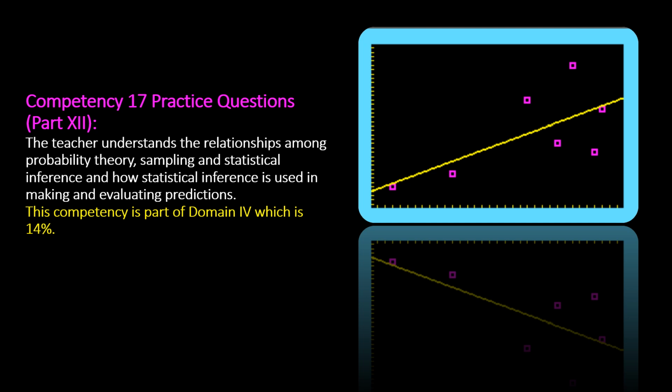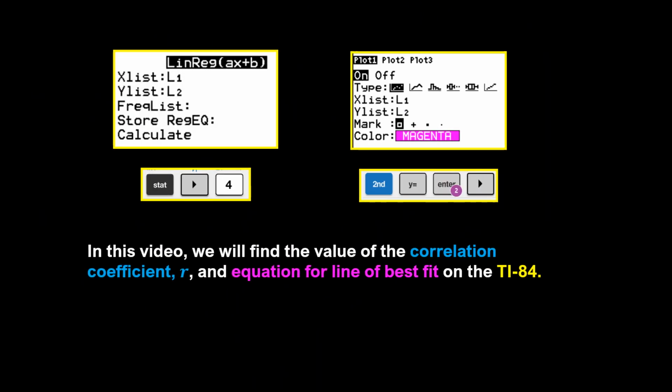Welcome to Part 12 of Competency 17 Practice. In this video, we will find the value of the correlation coefficient R and the equation for the line of best fit on the TI-84.